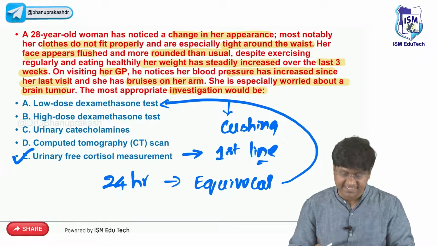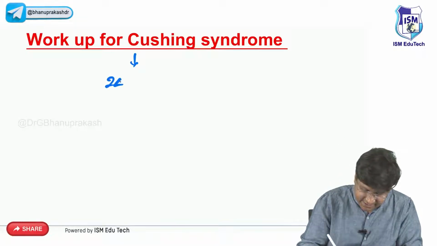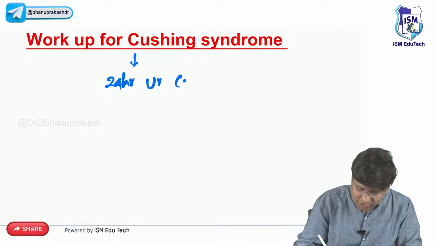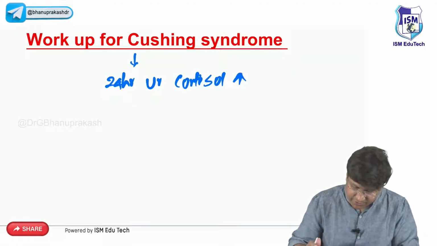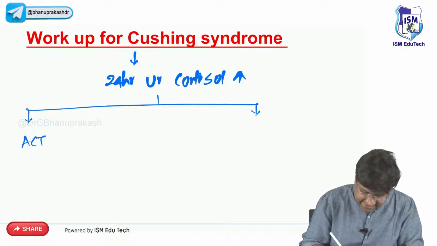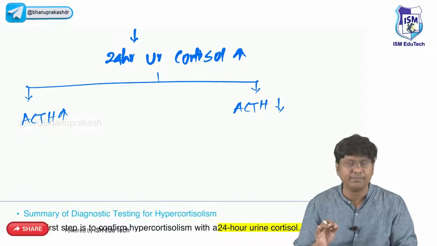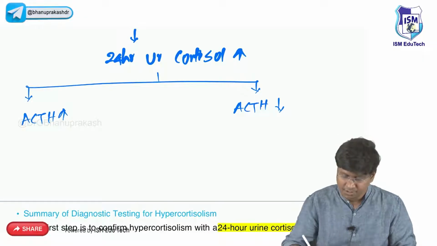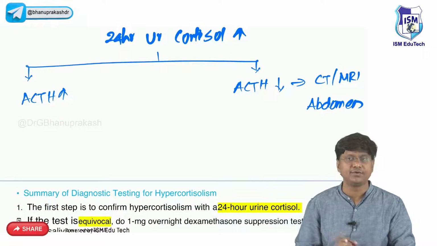Now, let me do a quick workup of these patients with Cushing's. What is the first thing? The 24-hour urinary cortisol levels have to be tested. If the 24-hour urinary cortisol levels are elevated, what is the next thing that you need to do? You need to check the ACTH levels, right? Are the ACTH levels elevated or reduced? If ACTH levels are reduced, it means adrenal adenoma or adrenal carcinoma. So immediately you need to do CT or MRI of the abdomen. What is that to look for? That is mainly to look for adrenal adenoma or adrenal carcinoma.